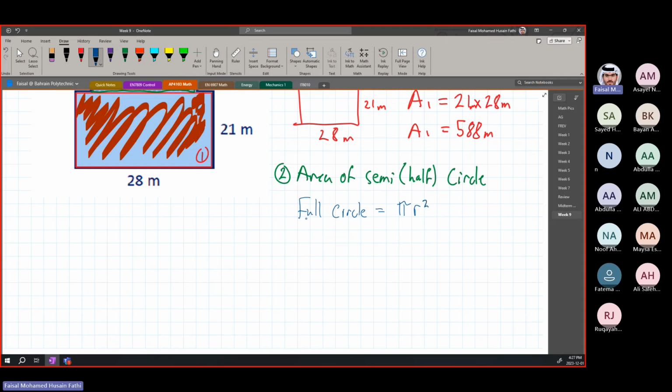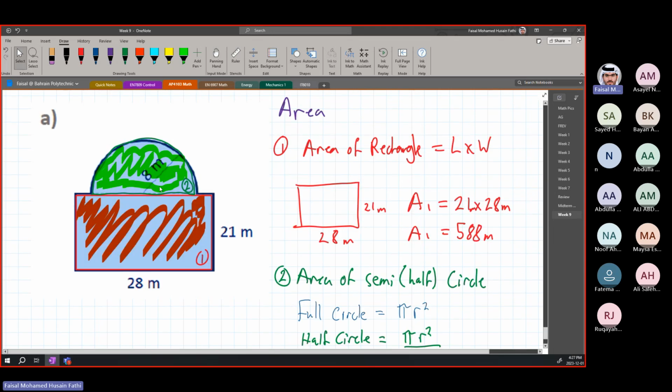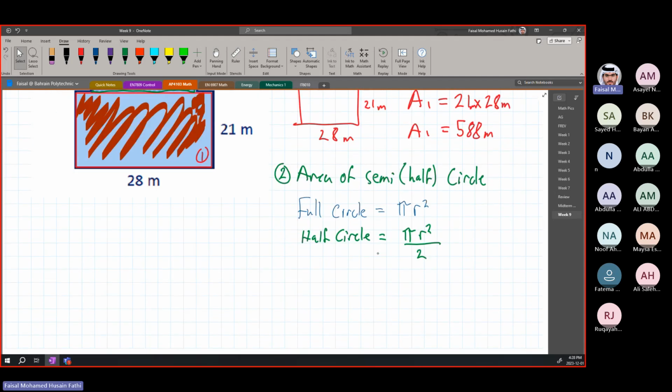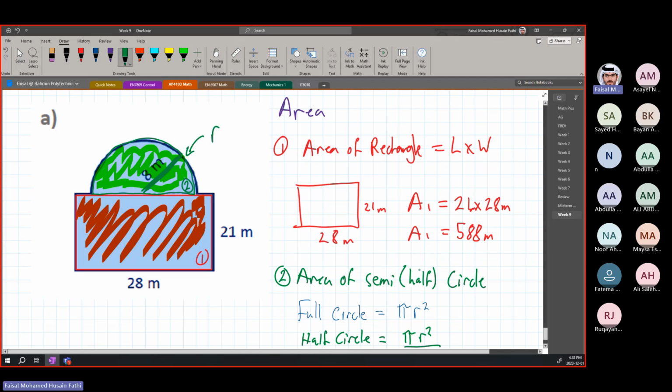Area of a half circle will be just full circle divided by 2. So half circle or semicircle is pi r squared divided by 2. Very simple, because we just divided by 2. It's not going to be a full circle, so it's going to be half the circle. And now we know that the radius is 8 meters. This radius over here, radius is 8 meters.